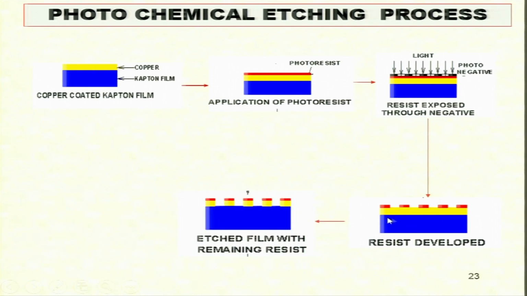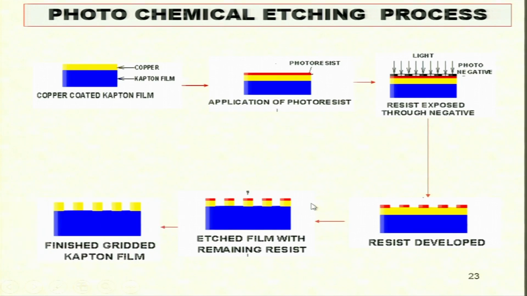Then etching, it is placed in the etchant bath. Then you get this kind of the component, etched film with remaining resist. Resist is remaining. This is the etched film, copper, and this yellow color, that is the machined component. And you remove the photoresist, then you get the final product, finished graded Kapton film. So this is very interesting, and micro featured components are produced by this.